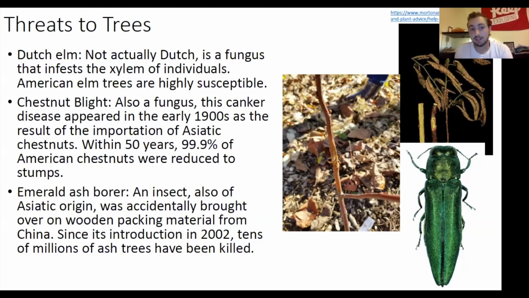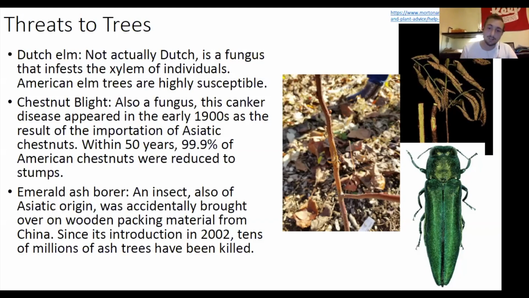So chestnut blight obviously refers to our American chestnut. It is also a fungus. It's a canker fungus, a canker disease that appeared in the early 1900s as a result of the importation of Asiatic chestnuts, which are very resistant to the disease since they evolved with it. I will mention that Dutch elm disease is also of Asiatic origin, and so is our emerald ash borer.